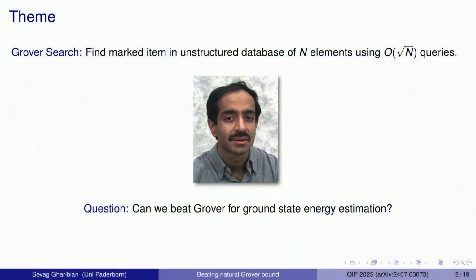Okay, so we all know and hopefully love Grover search, right? Which tells us that we can find a marked element in a search space of size n in time square root of n. So the main theme of this work is, can we beat Grover search when it comes to ground state energy estimation? And the answer, as we'll see, as the Germans like to say, is jein, meaning ja und nein, or yes and no. And hopefully in the next 20 minutes, I'll give you a sense of why the answer seems to be so subtle.